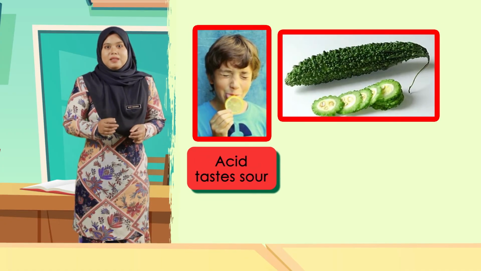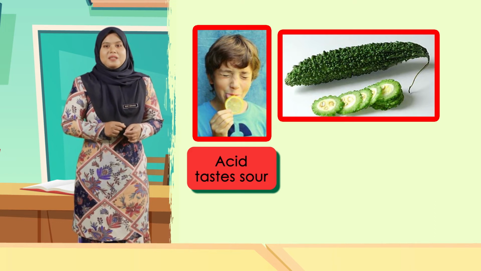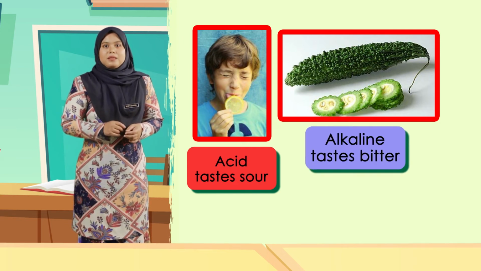Now, for the last one, pupils. The taste of acid and alkali. For acid, the taste is sour, and some acids have a strong taste such as lemon. For alkali, the taste is bitter such as bitter gourd.